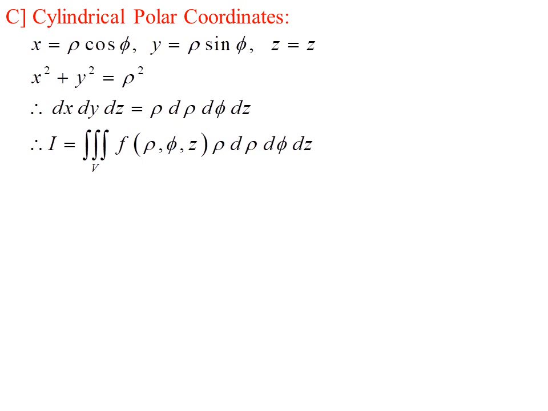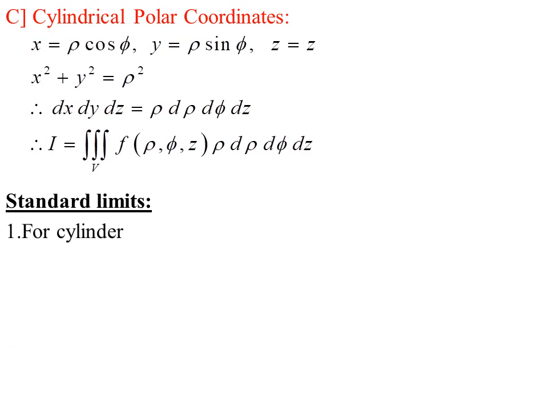So all these three variables x, y, z are functions of rho, phi and z. By using the Jacobian, dx dy dz can be determined as rho d rho d phi dz. So with the help of these cylindrical polar coordinates, our triple integration can be written as a triple integration over the volume of f of rho, phi, z into rho d rho d phi dz. A few standard examples of a cylinder and a cone we'll consider here.